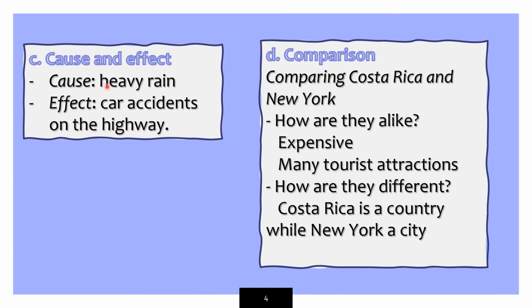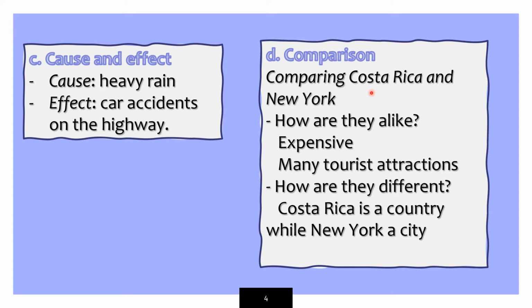Cause and effect. Cause refers to something that makes something else happen. For instance, here we have heavy rain. The effect is the result, car accidents on the highway. Comparison. Okay, it discusses elements that are similar. So comparing and contrasting two things.